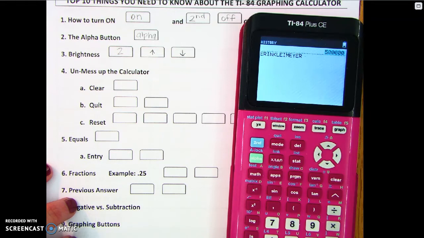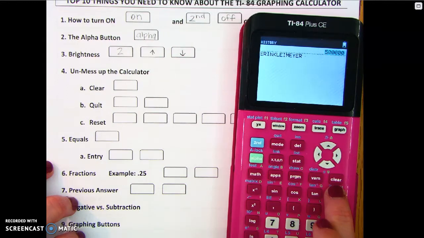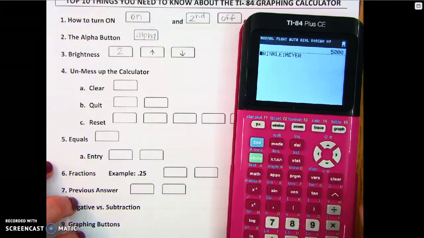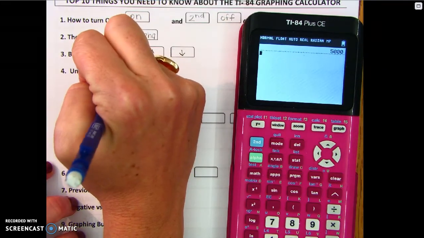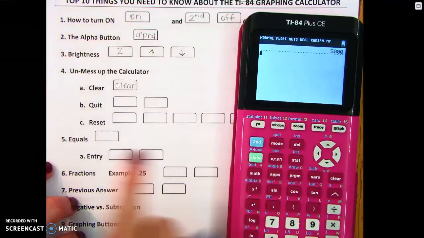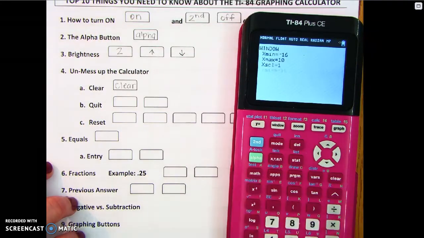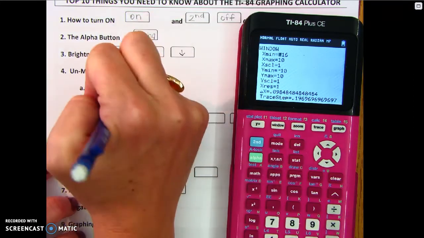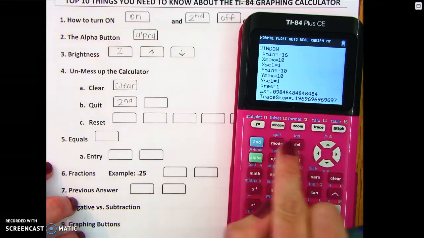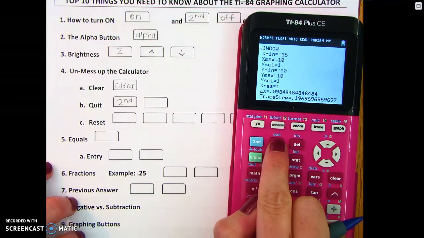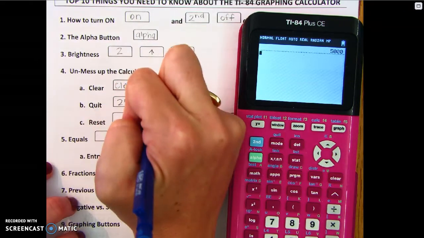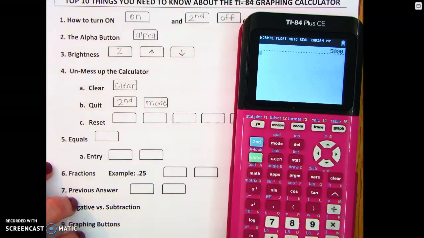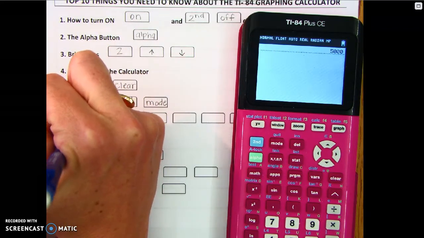To unmess up the calculator, so I want to get rid of all this, you can press the clear button, which is right here under the arrows. So that says clear. You can quit. So if I'm somewhere that I don't want to be and I want to get back to that original screen, hit the second button, and then this mode button, notice in blue on top, it says quit. So second and the mode button. This one's important, put a big star.